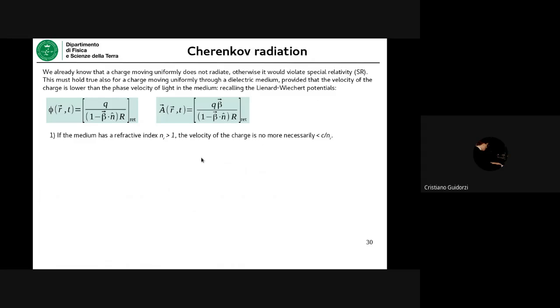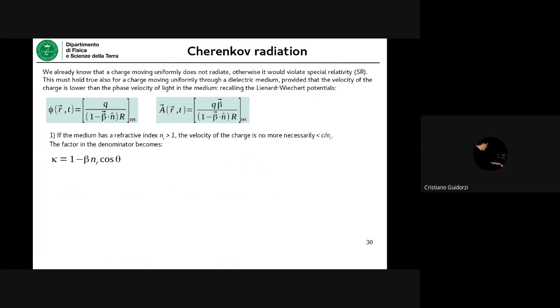So let's consider the case of a medium with a refractive index greater than 1. In that case, the phase velocity of light is c over n, which means that it is smaller than the speed of light in vacuum. But this means that you have to consider the possibility, which is not possible in vacuum, of a charge which is moving faster than the speed of light in this medium, given that light travels with a velocity which is c over the refractive index. So in principle, it is possible to consider what happens in the presence of a charge moving faster than the speed of light in the medium.